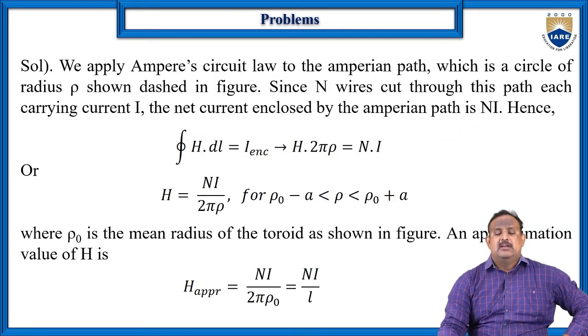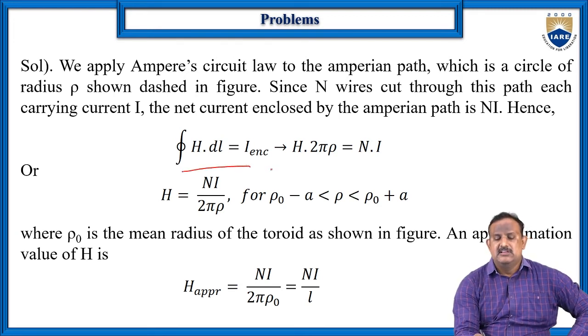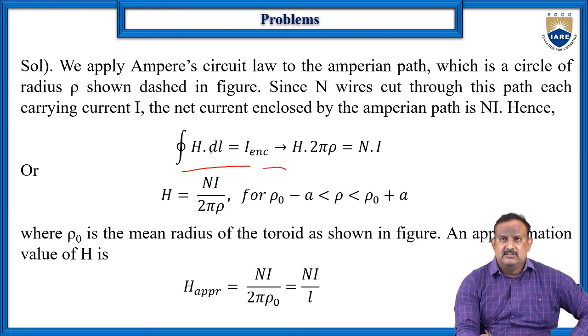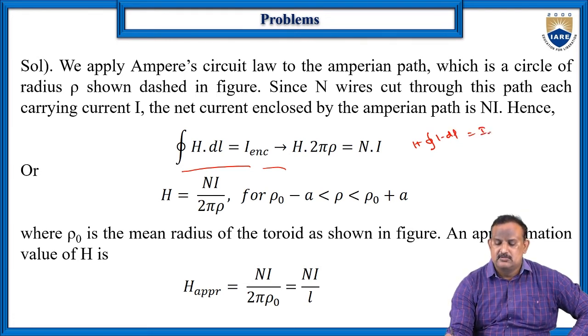Therefore, if you apply Ampere's circuital law, the line integral of H dot dl is equal to I enclosed. Here H is constant, so keep it outside the integral. H into the integral of dl is equal to I enclosed.